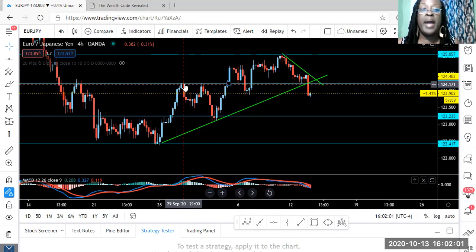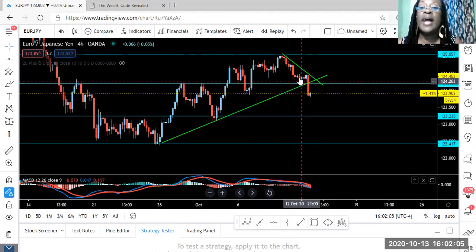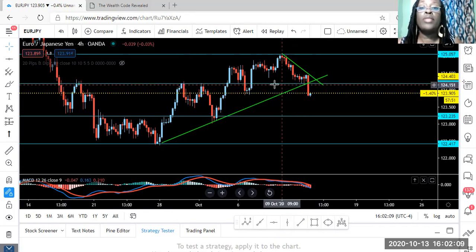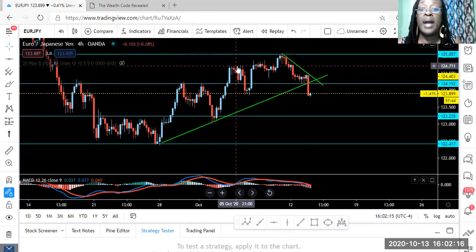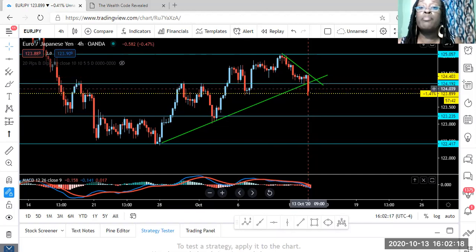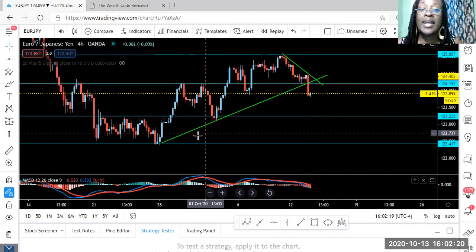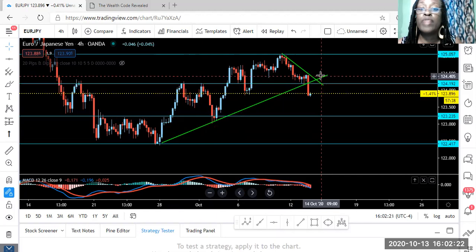We had some reaction over here as well. And then we had some reaction to the same key area right here. So that is a definite key area that I want to take a look at. We touch here too and push back up. And then what did it do? It broke the trend line.